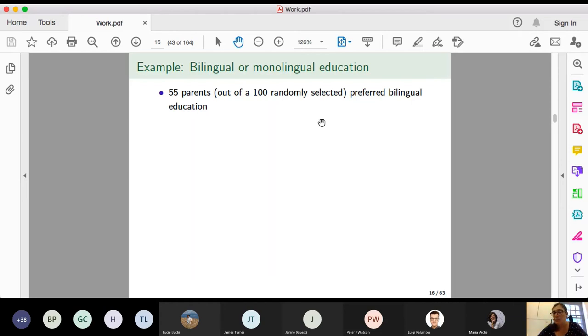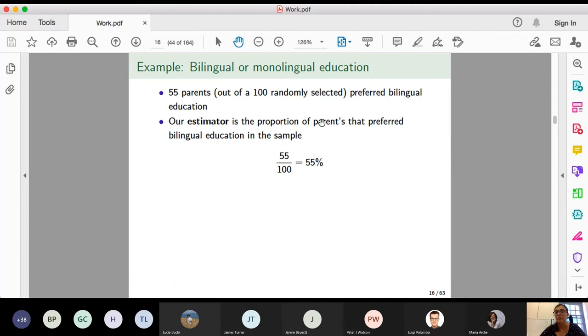This is not real data, it's a simulated example from this paper. So let's assume that 100 parents were randomly selected and asked which type of education they prefer, and 55 of them said they prefer the bilingual education. Now, the estimator for the proportion of the parents that prefer bilingual education will be equal to 55 divided by 100, that is 55%.